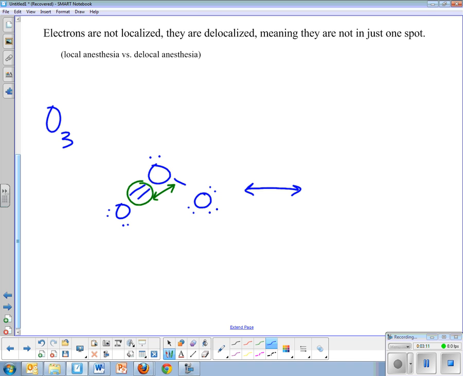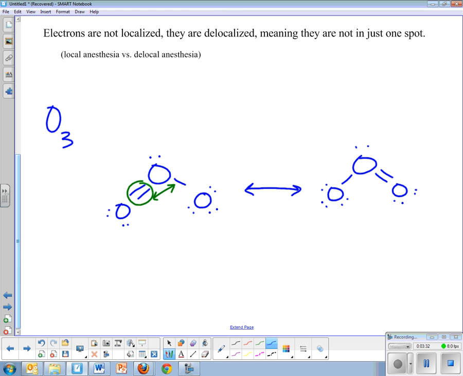They're spread out. So your other resonance structure would be this, with the double bond on this oxygen. So we're not saying it's just flipped around. We're saying it's actually that double bond is on the other oxygen. So these are the two resonance structures for ozone. So we show them with the double arrow between both structures.